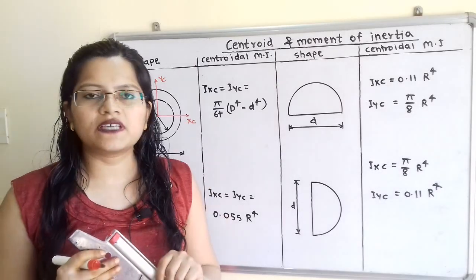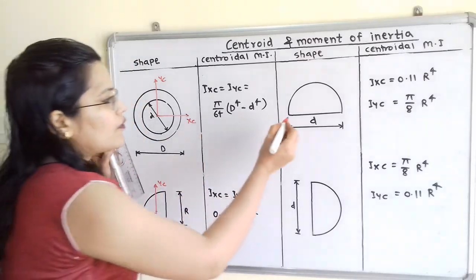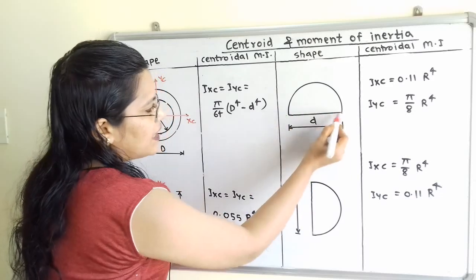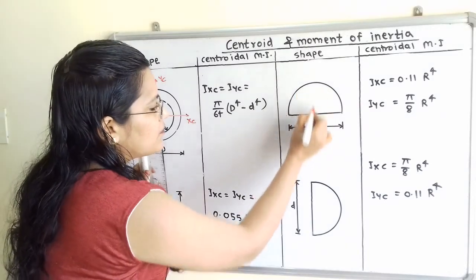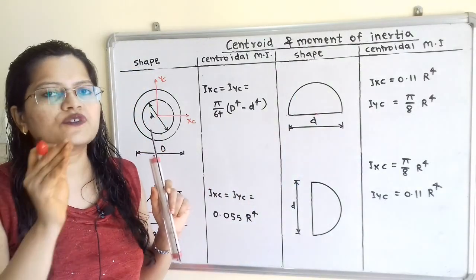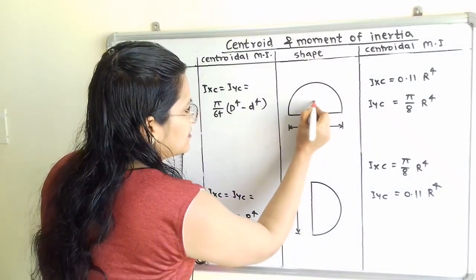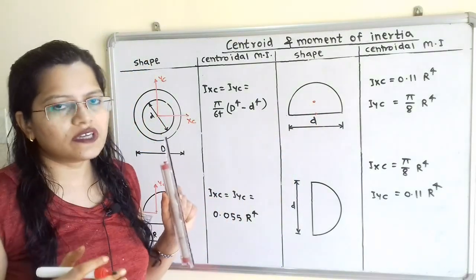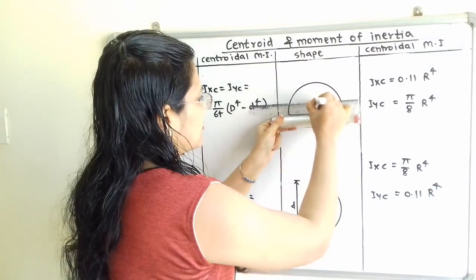So for semicircle, we have to first select the centroid. So we have to first take the middle point of this diameter d. So we will select this, and then along this vertical line we have to choose the point at a distance 4r by 3 pi. So here is the distance. So here is the centroid. Now we will show the horizontal axis as well as vertical axis.